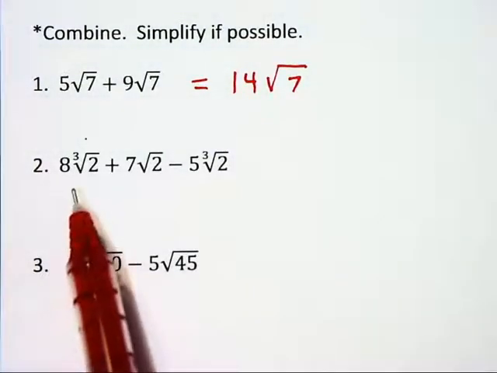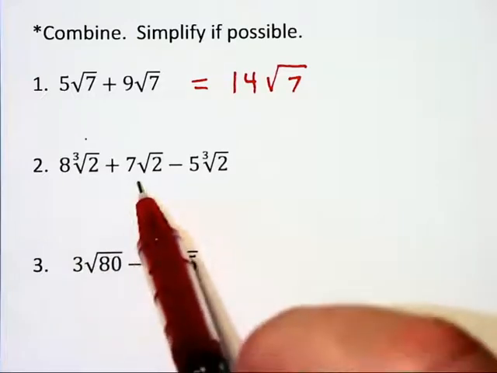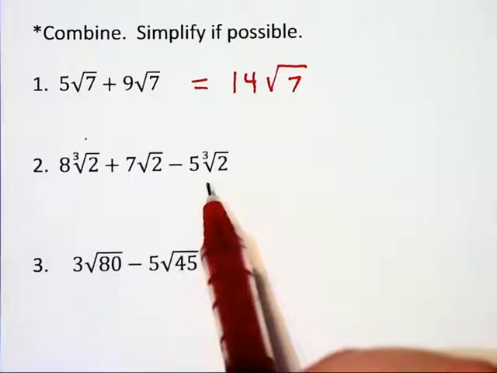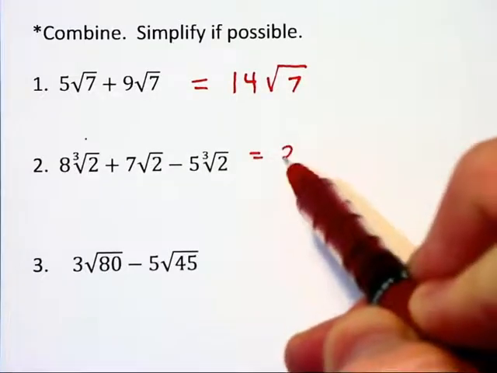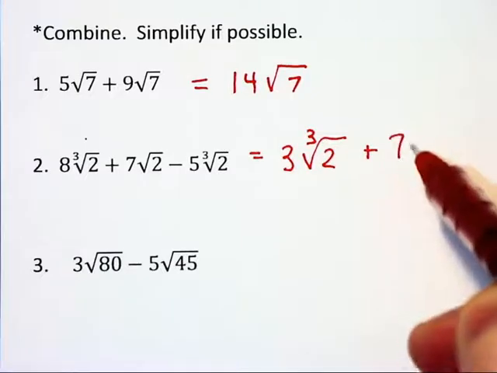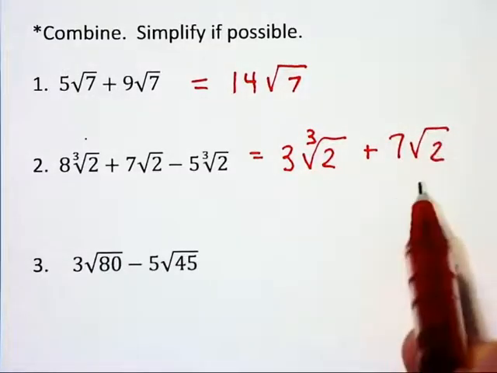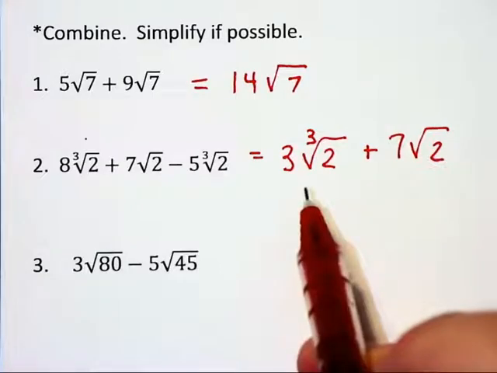For this next problem, we have 2's inside each radical, but the center one is a square root, whereas the other two are cube roots. So the two that are cube roots can be combined together. We subtract to get 3 cube roots of 2, but then the 7 square root of 2 must be on its own because it's not a like term. It does not have the same radicand.